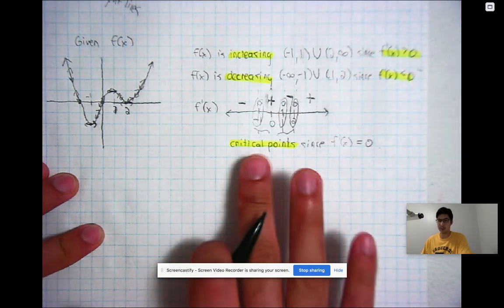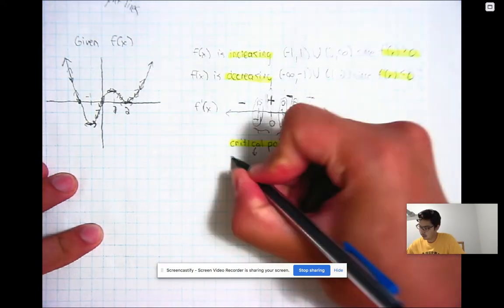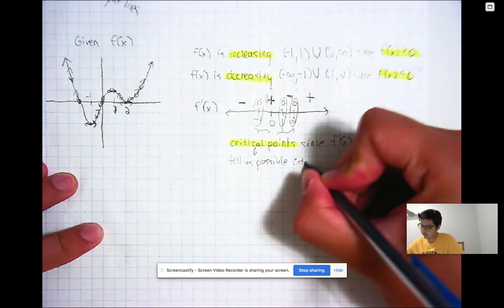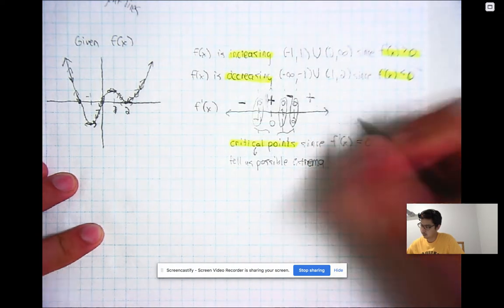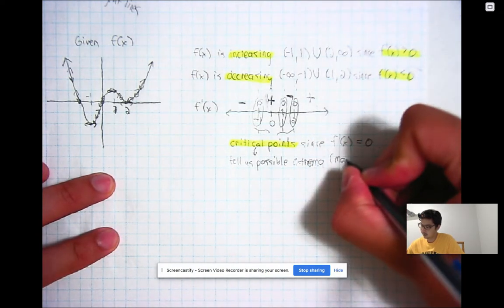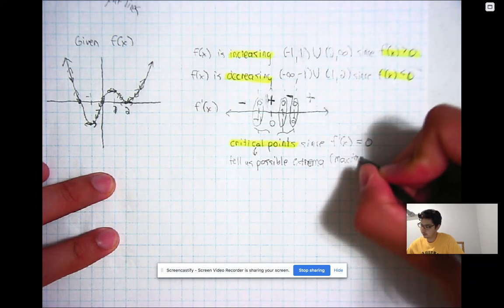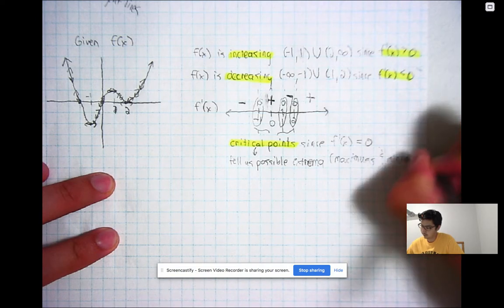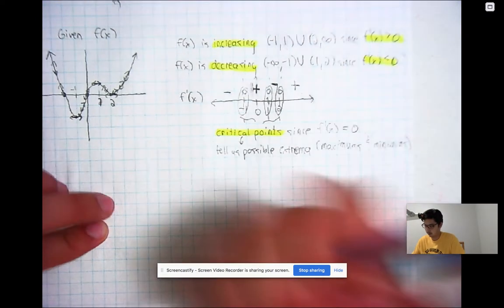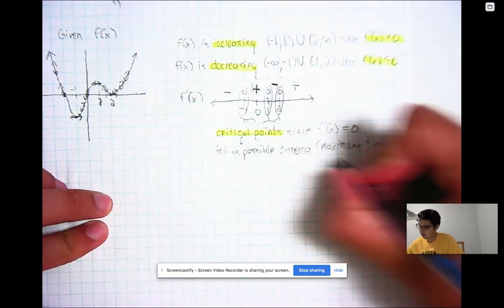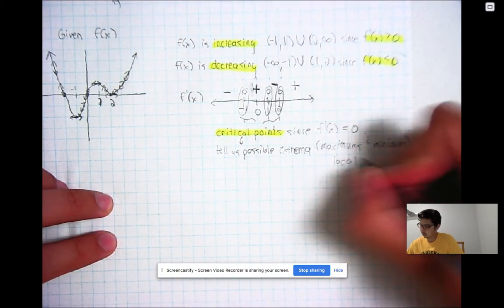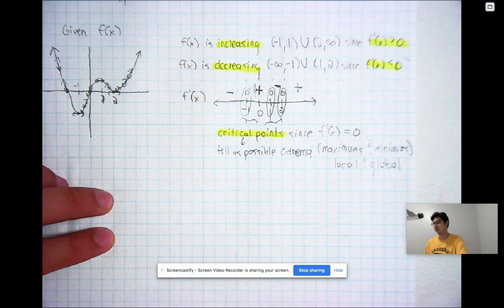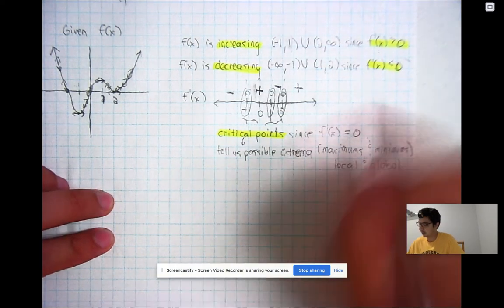Now, these critical points matter because they tell us possible extrema, which are maximums and minimums. And there's actually two types. There's local and global. We're only covering local this chapter for now, but just letting you know it exists.